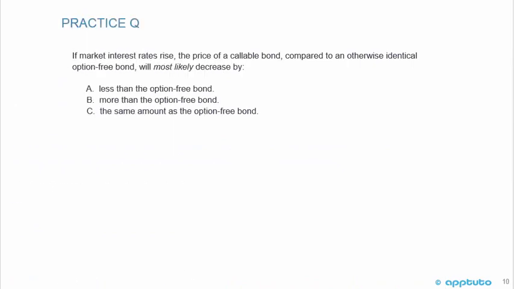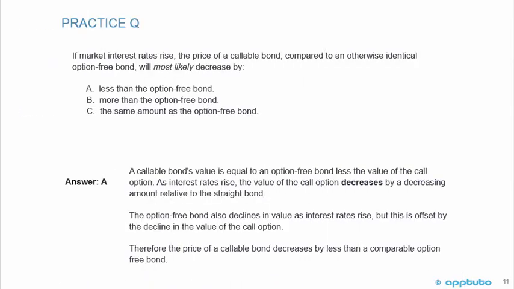Okay, this question should be fairly easy because it's the opposite of what we just looked at, and that's why it's the importance of reading the question so carefully, okay? So if market interest rates rise, in this case, the price of a callable bond compared to an otherwise identical option-free bond will most likely decrease by A, less than the option-free bond, B, more than the option-free bond, or C, the same amount as the option-free bond. The correct answer is A.